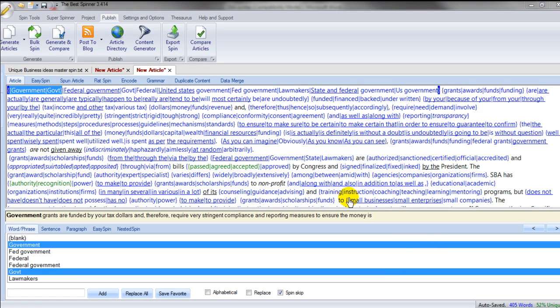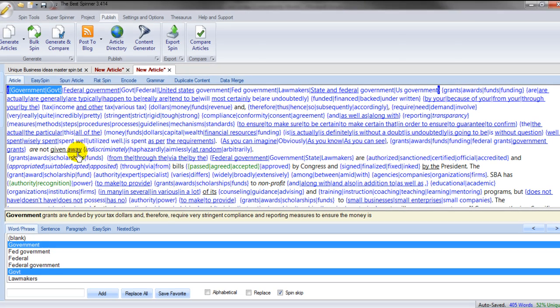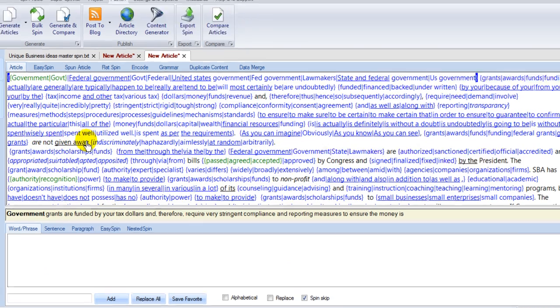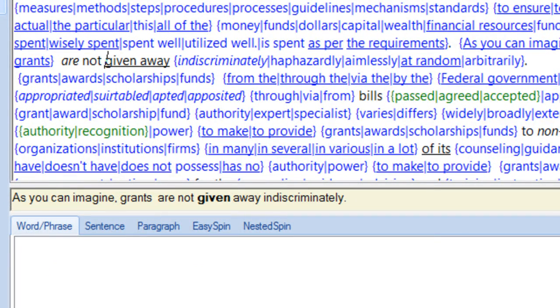Some tips on how to make the best spinner more effective. One thing you need to figure out is what exactly are the keywords and key phrases. For instance, "given away" here is a key phrase, whereas "are" and "not" are keywords.